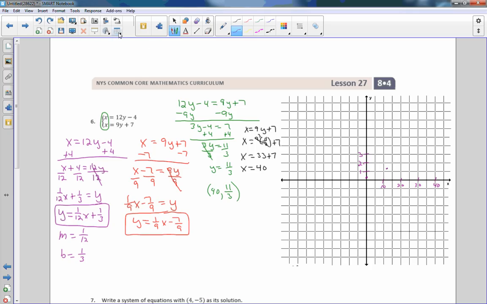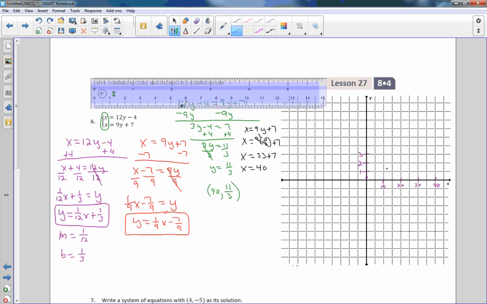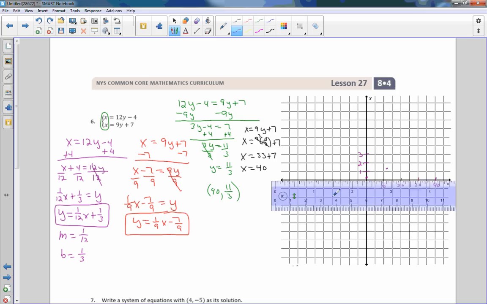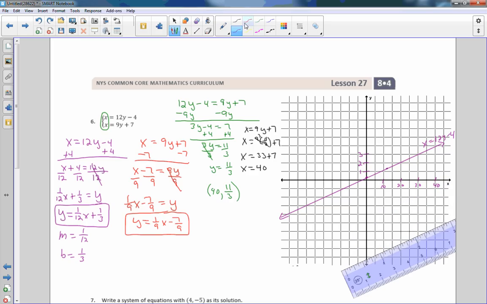Okay, so these are kind of approximations because it's tough to graph accurately when you have these types of numbers. I wish they would have chosen more user-friendly equations to introduce this concept, but anyhow. So there's my equation, x equals 12y minus 4. So I label it. Now I'm going to graph the other one in red.